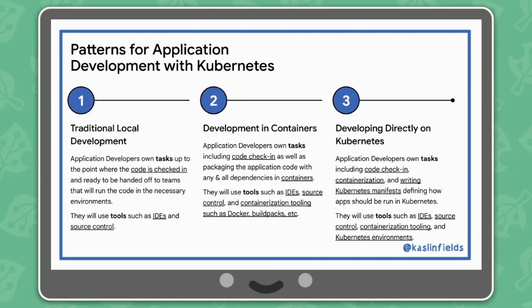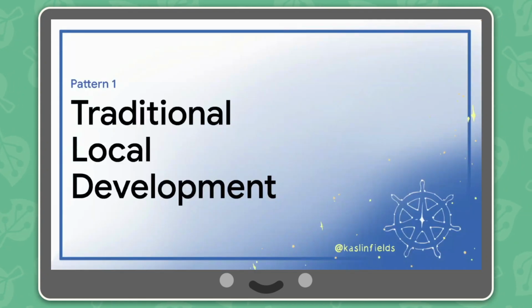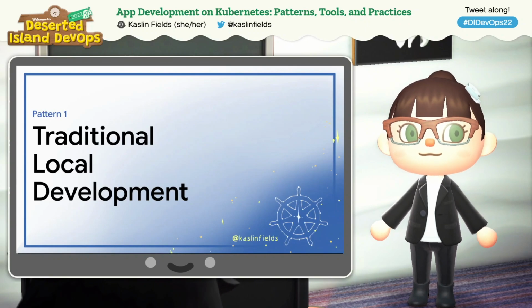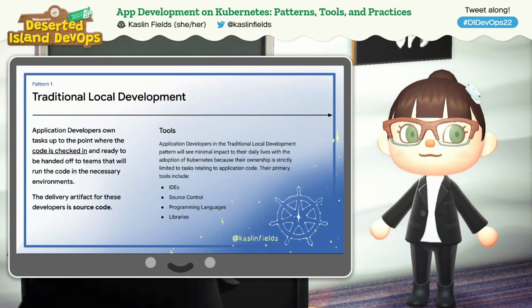It'll depend on how you want to distribute tasks and ownership of the software delivery process among the roles in your organization. We are focused on application developers as the only role that we're really focusing in on today. So I'll explore the tasks and tools your organization might assign to your application developers in each of these patterns. So let's dive in. To start, let's talk about what I call the traditional local development pattern.